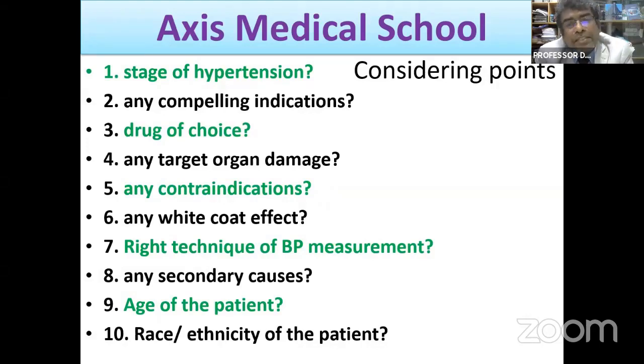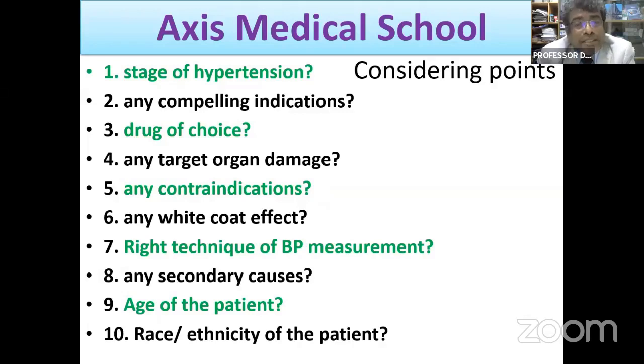Race and ethnicity of the patient is also important, though it is not really applicable in our country. In a cosmopolitan city, especially where a multi-ethnic population is living, this is important. We all know that in Black people, ACE inhibitor or ARB group of drugs does not work properly. So especially in the Black population, we should avoid ACE inhibitors and ARBs. Otherwise, they are not indicated.